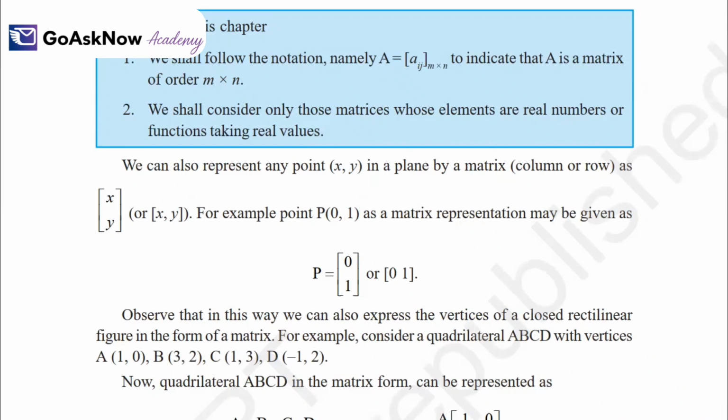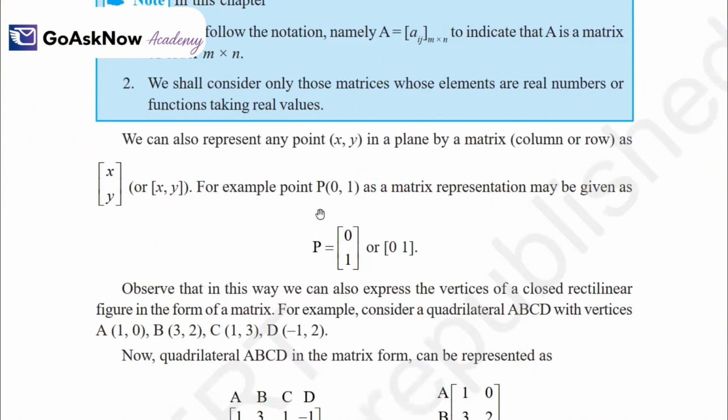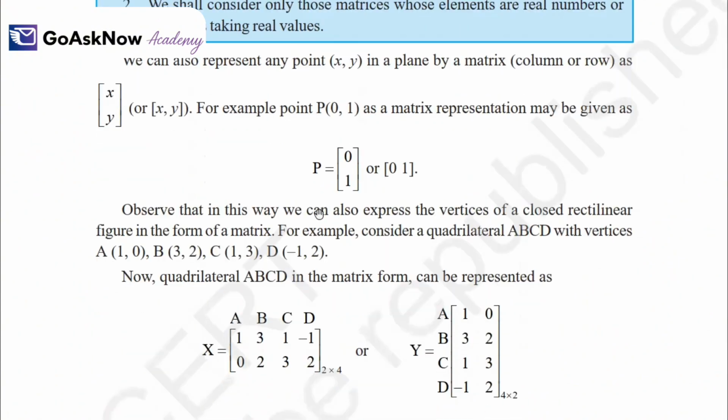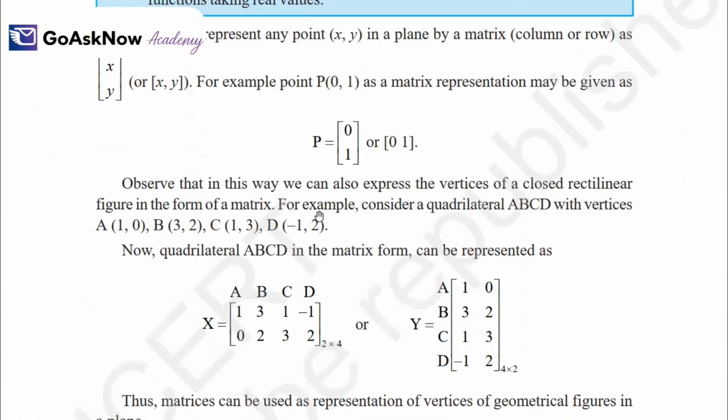Let's move further and see what is the next thing. Observe that in this way we can also express the vertices of a closed rectilinear figure in the form of a matrix. For example, consider a quadrilateral ABCD with vertices A that is 1 comma 0, B is 3 comma 2, C is 1 comma 3, and D is minus 1 comma 2.